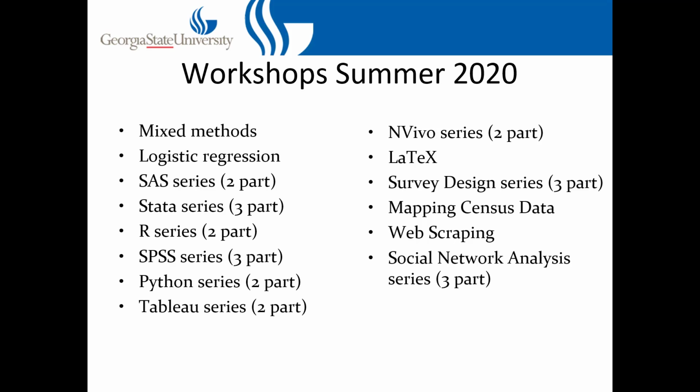Anything that has a note that it is multiple parts, such as the SAS series or the STATA series, means that it is multiple sets of workshops. So this one is a one-part series or a one-part workshop. Some are one part, some are two part, and some are three part. So we will record each of those separately, and we'll have each of those series separately if there's multiple parts in a series.